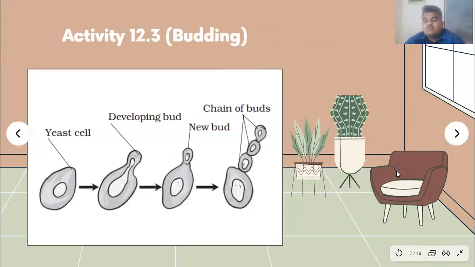Next one, we have studied about budding. This is one more type of asexual reproduction. Observe that we are not using any seeds for reproduction. So budding is also one type of asexual reproduction in which these yeast are getting chained. From one yeast, one more yeast is getting developed. See here, and after this, a chain of buds is getting formed.